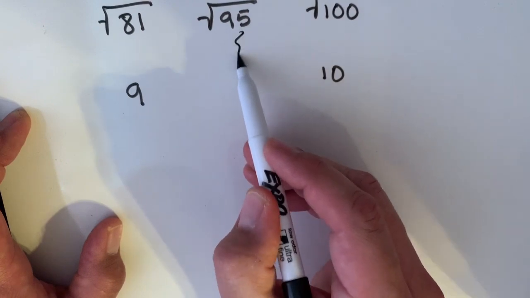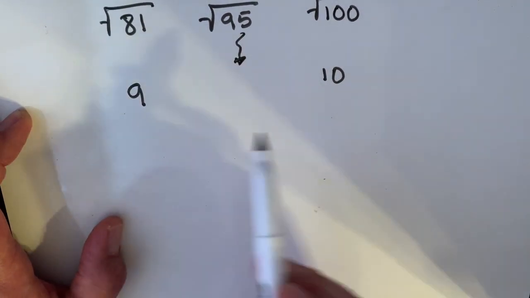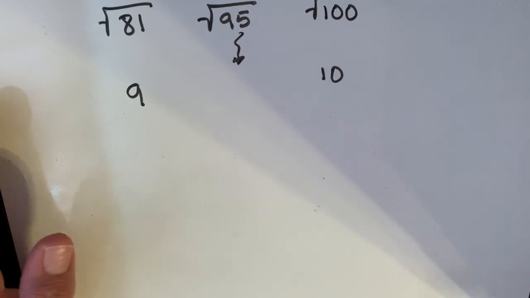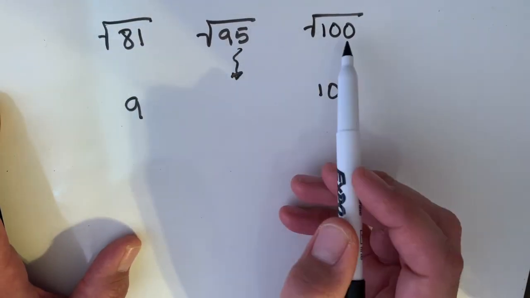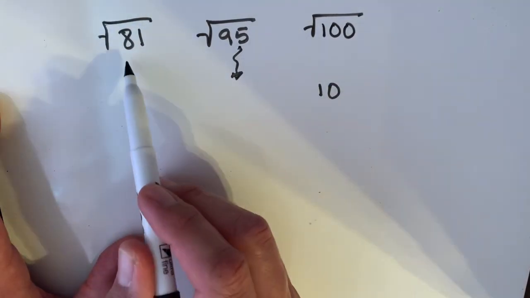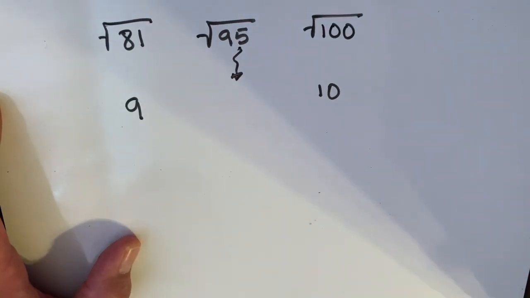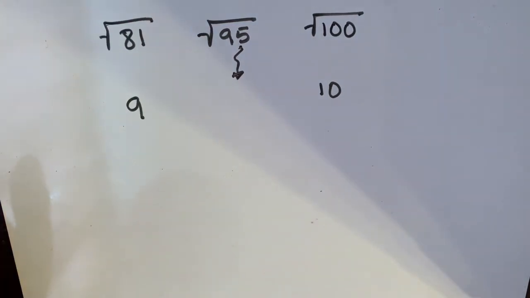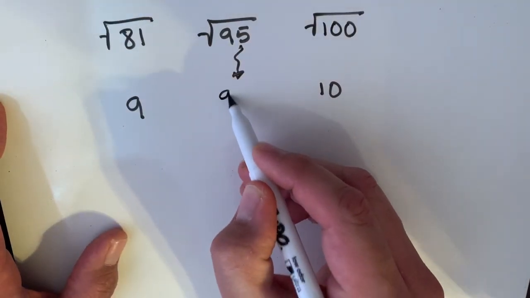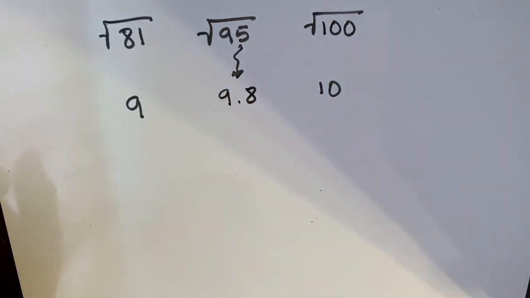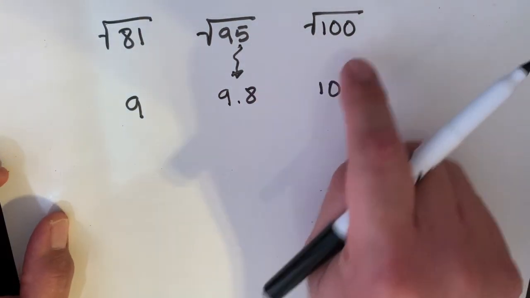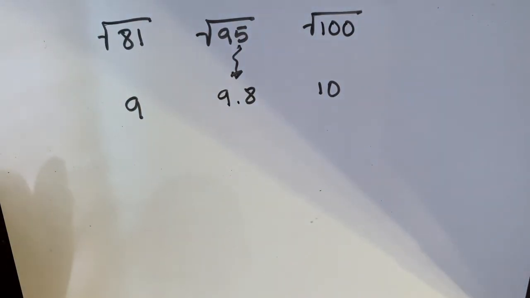So now I know that the square root of 95 has to be approximately between 9 and 10. In this case, 95 is closer to 100 than it is to 81. Which means, press pause and try this on your own, see what you get here. 95 is, I'm sorry, the square root of 95 is probably around 9.8. That's a safe bet, because 95 is closer to 100 than it is to 81. Okay, this is how we estimate square roots.